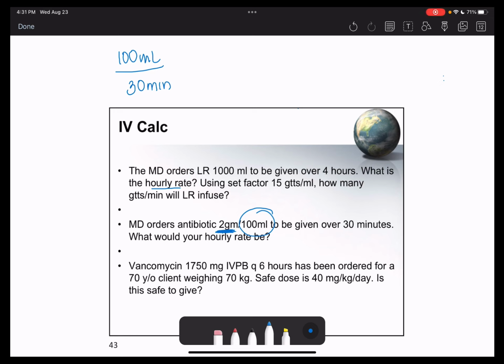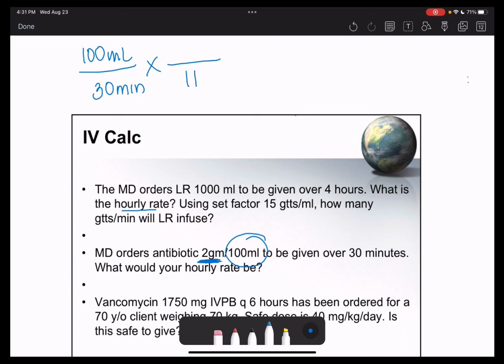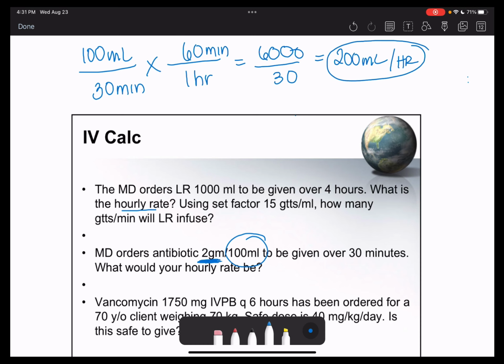So we need to also convert, right, the minute to hour. So it gives us a clue to convert that. So in 1 hour, there's 60 minutes. Now we multiply across, right? So you have 6,000 over 30. 6,000 over 30, I believe, is 200. Okay, that would be 200 ml an hour. So that would be the answer to this question.